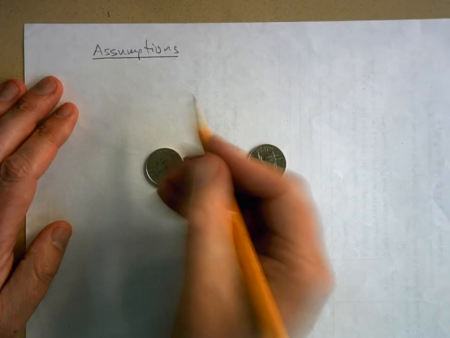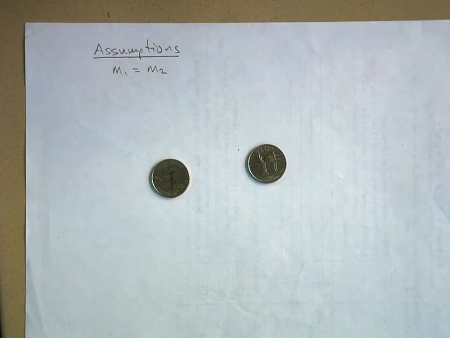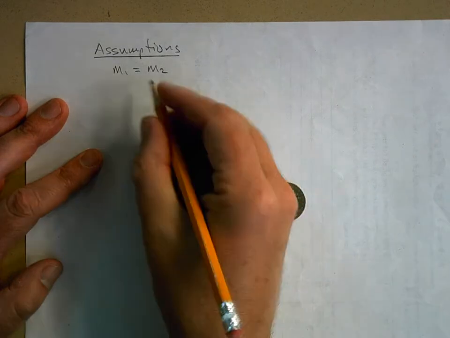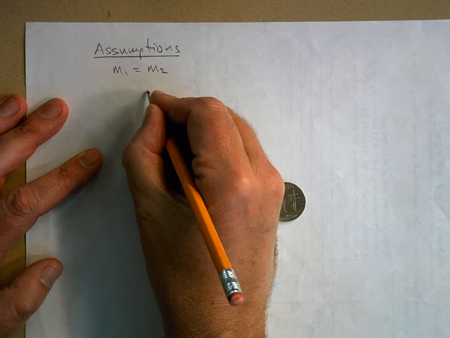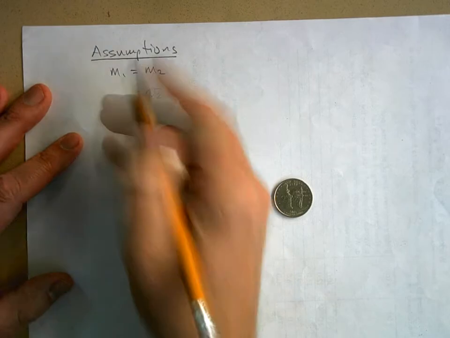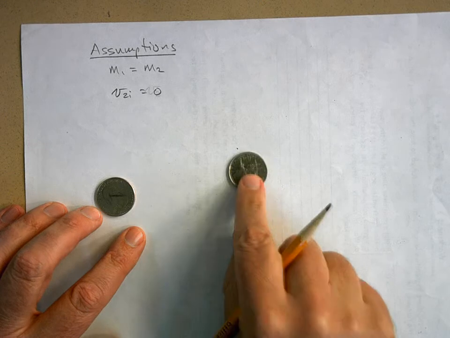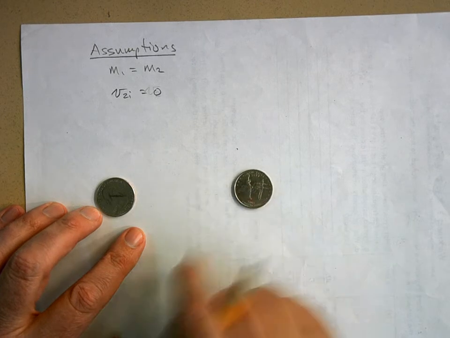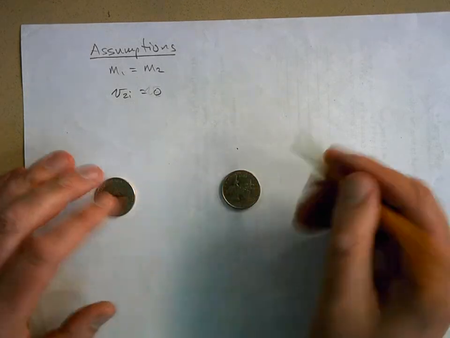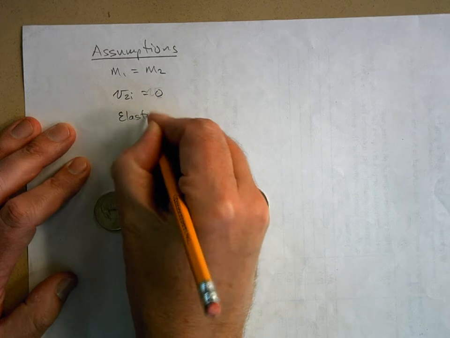Okay, we're going to assume that M1 equals M2. These 2 quarters have the same mass. And we're going to assume that V2 initial equals 0. In other words, this one is going to stay at rest. And we're going to assume that we have an elastic collision.